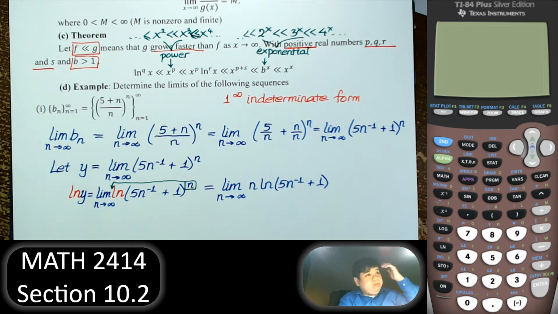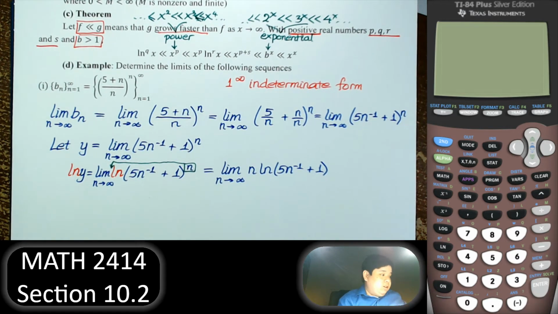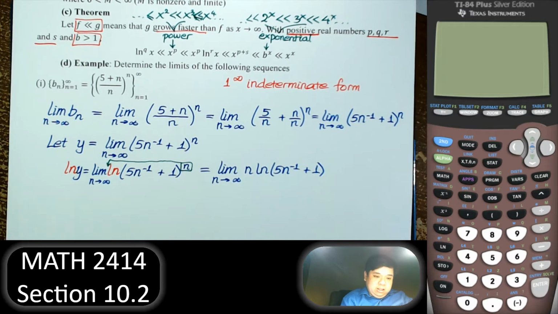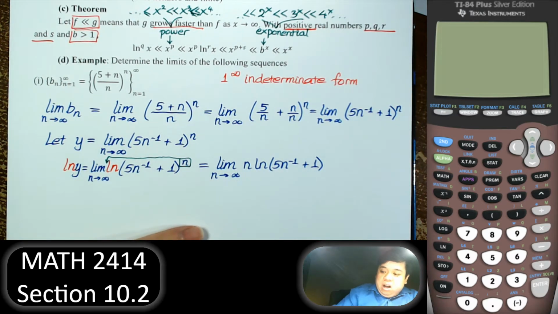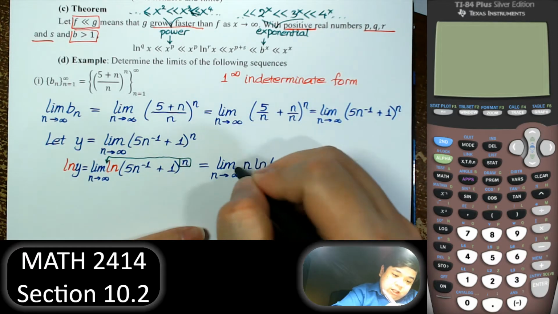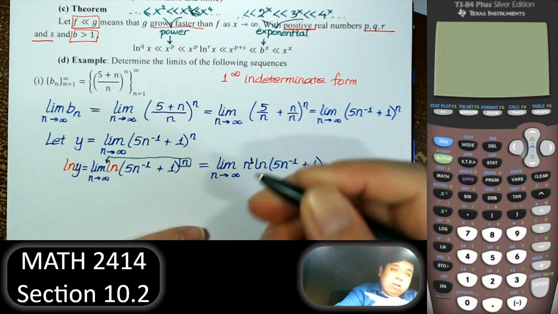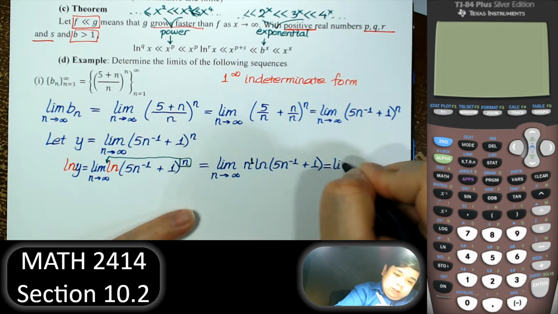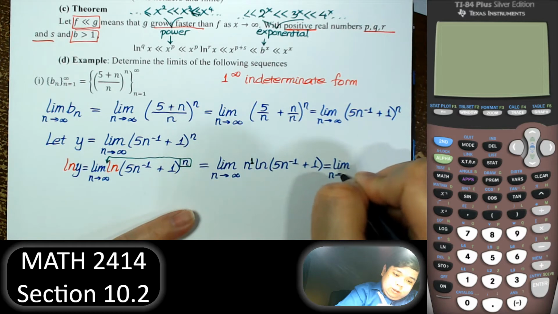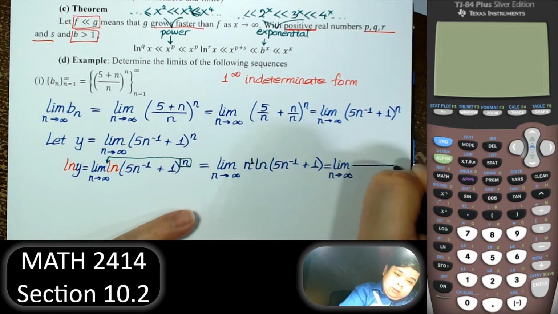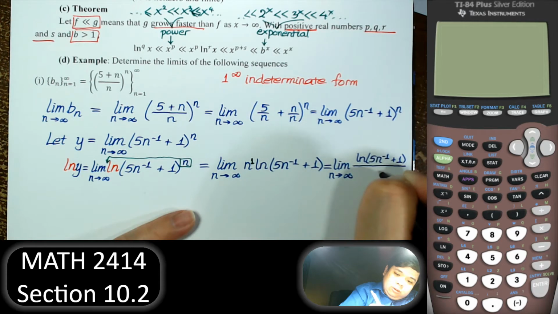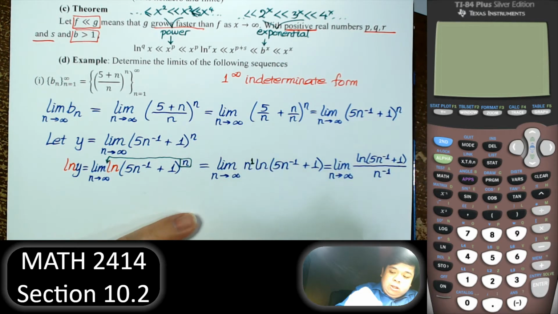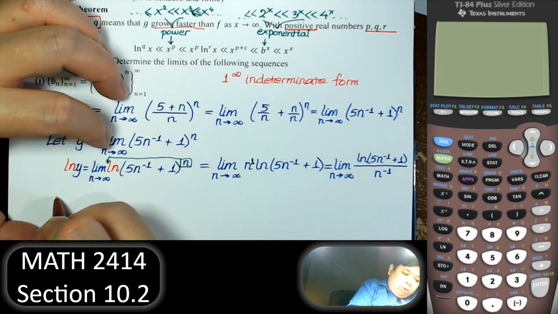Now, in order to use L'Hopital's rule, we need to have a ratio of 2 functions. So in that n, by default, we can say n to the first power, right? So move to the bottom, it becomes negative 1. With that, we can use L'Hopital's rule.